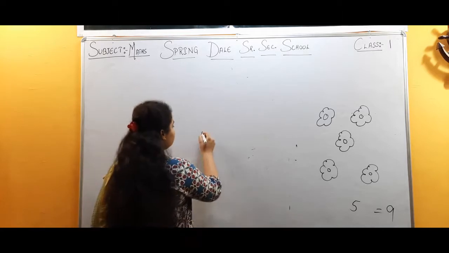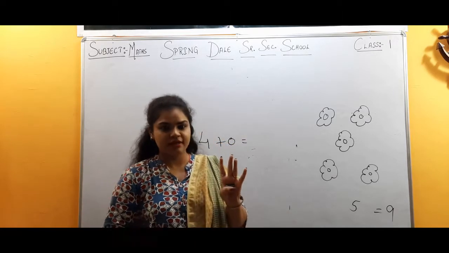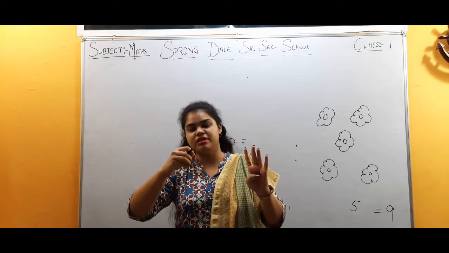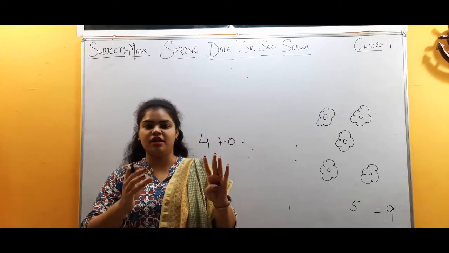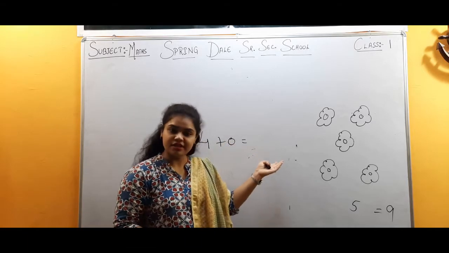For example, 4 plus 0. If you are having 4 chocolates and your friend is giving you 0, means he is giving you no other chocolate, only you have 4 chocolates, then what is the total chocolates you are having? That is 4 only.